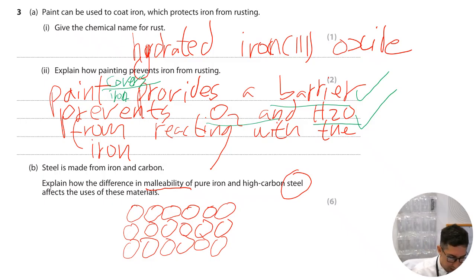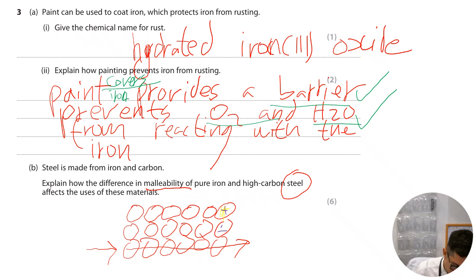Basically, pure iron is very malleable because they're all the same size. If I provide a little bit of force, say I hit this with a hammer, all these particles will shift to the right, and it won't affect the bonding, because the bonding in a metal is between these, which are all positive ions. Let's try and use purple, it shows up better.